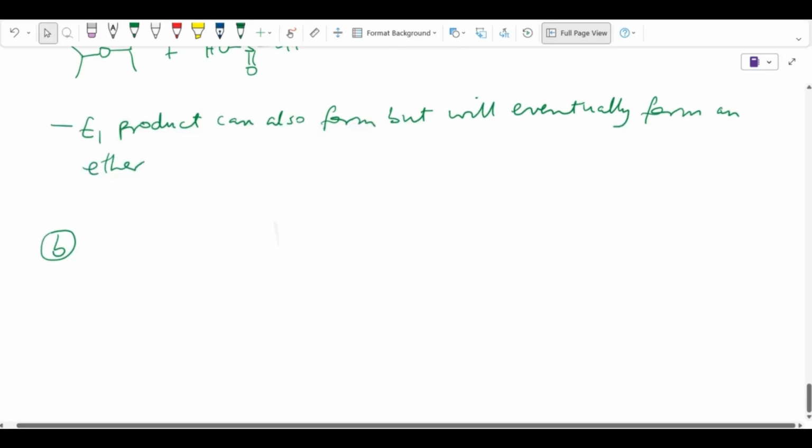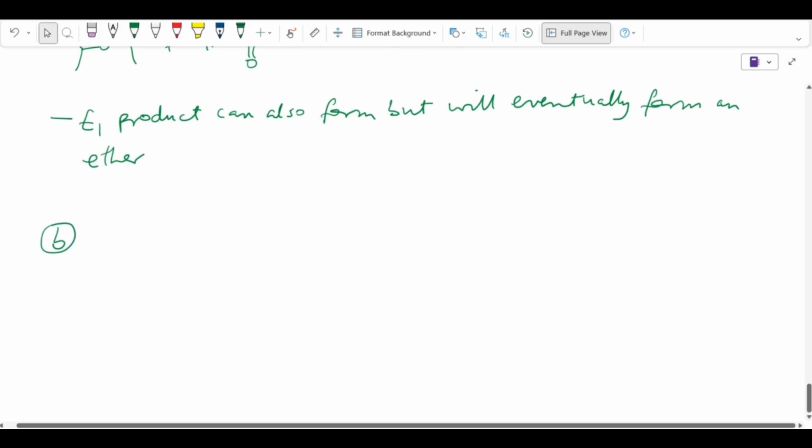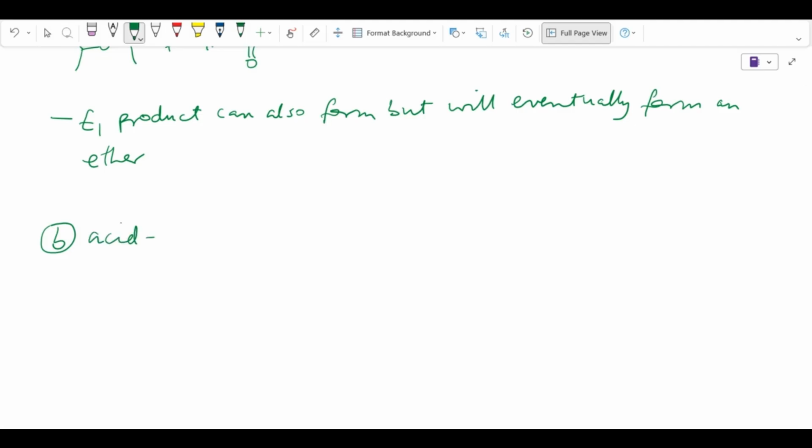So the very next reaction will be acid-catalyzed addition of alcohols to alkenes.